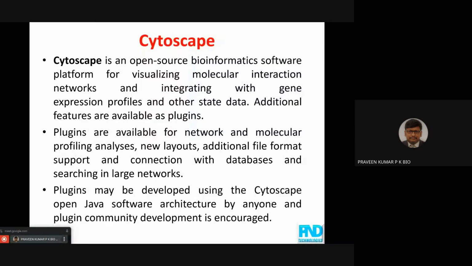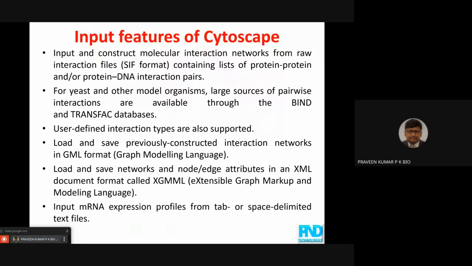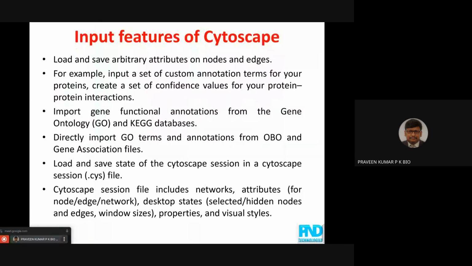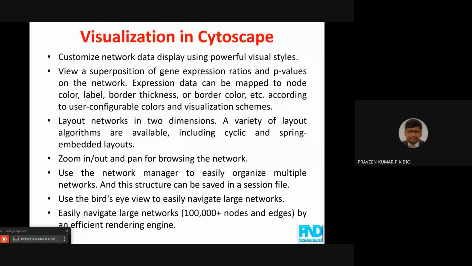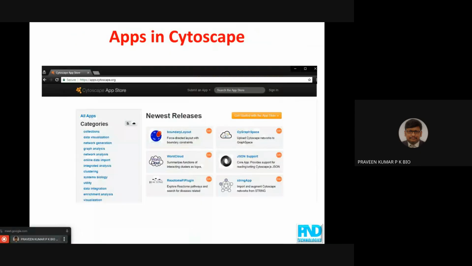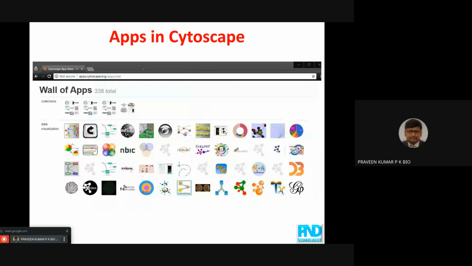Cytoscape, I told you, is an open source bioinformatics software to visualize any kind of networks. Here we can visualize any kind of networks. More about Cytoscape, you can search in Google and get much information. If you want to go to Cytoscape, go to cytoscape.org. Cytoscape is only one software, only one exe file. After downloading and installing, you can install the apps inside the Cytoscape software itself.